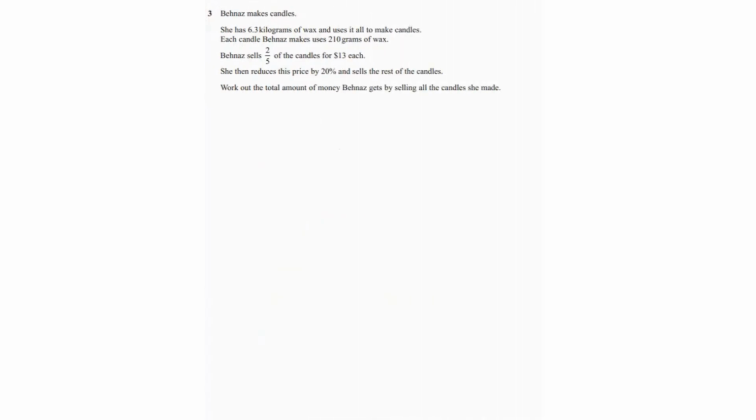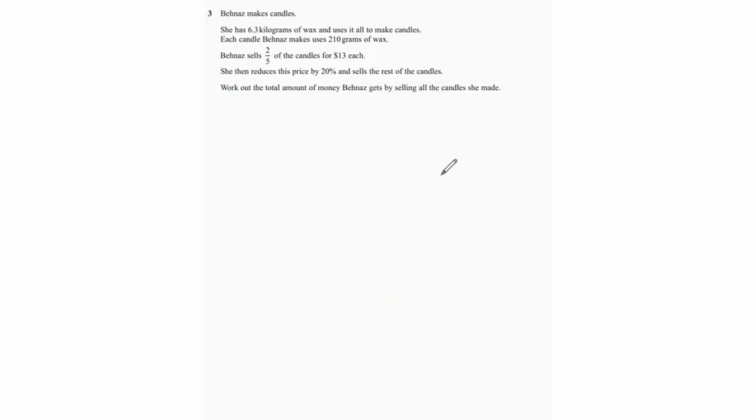Then the next question says, Bernaz makes candles. She has 6.3 kilograms of wax and uses it all to make candles. Each candle Bernaz makes uses 210 grams of wax. Bernaz sells 2/5 of the candles for $13 each. She then reduces this price by 20% and sells the rest of the candles. We need to work out the total amount of money Bernaz gets by selling all the candles she made.